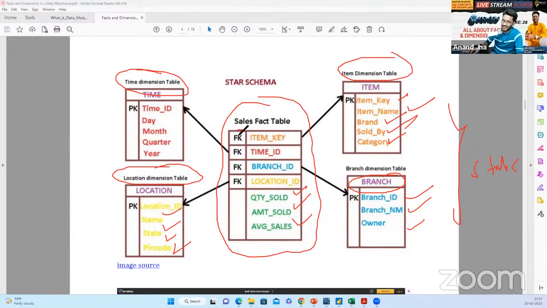The facts table will always contain a foreign key. Your dimension table will contain only a primary key, right? And this facts table will be linked to your dimension. This is called a star schema.